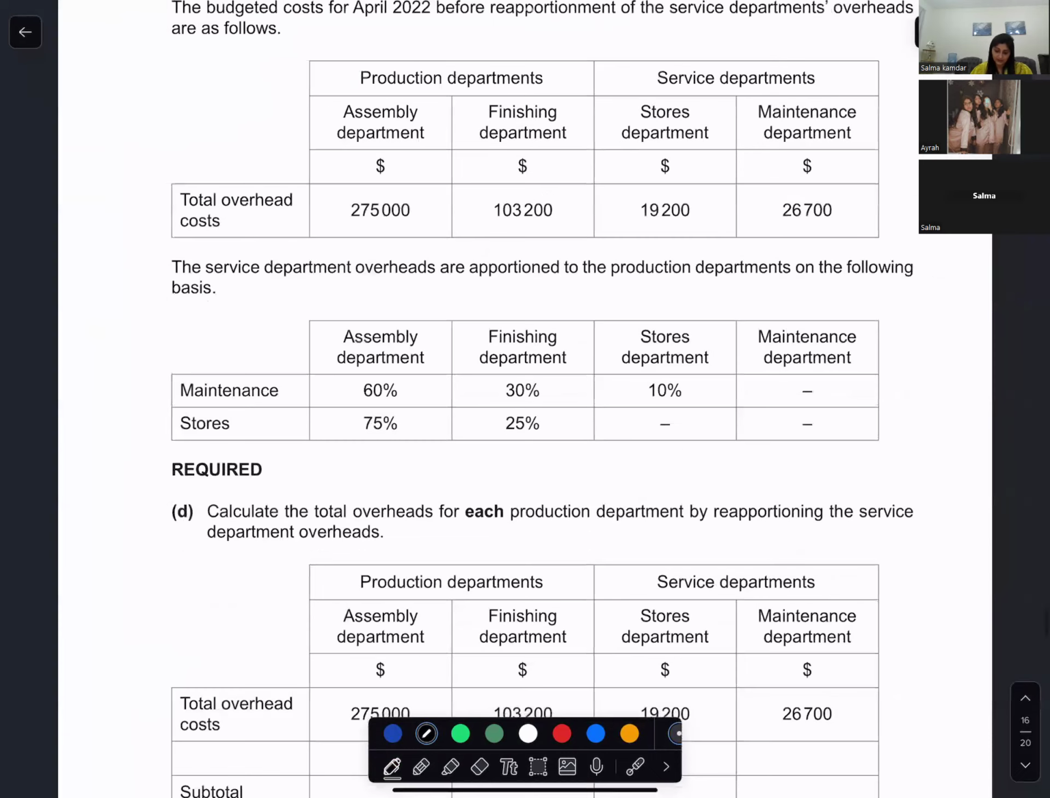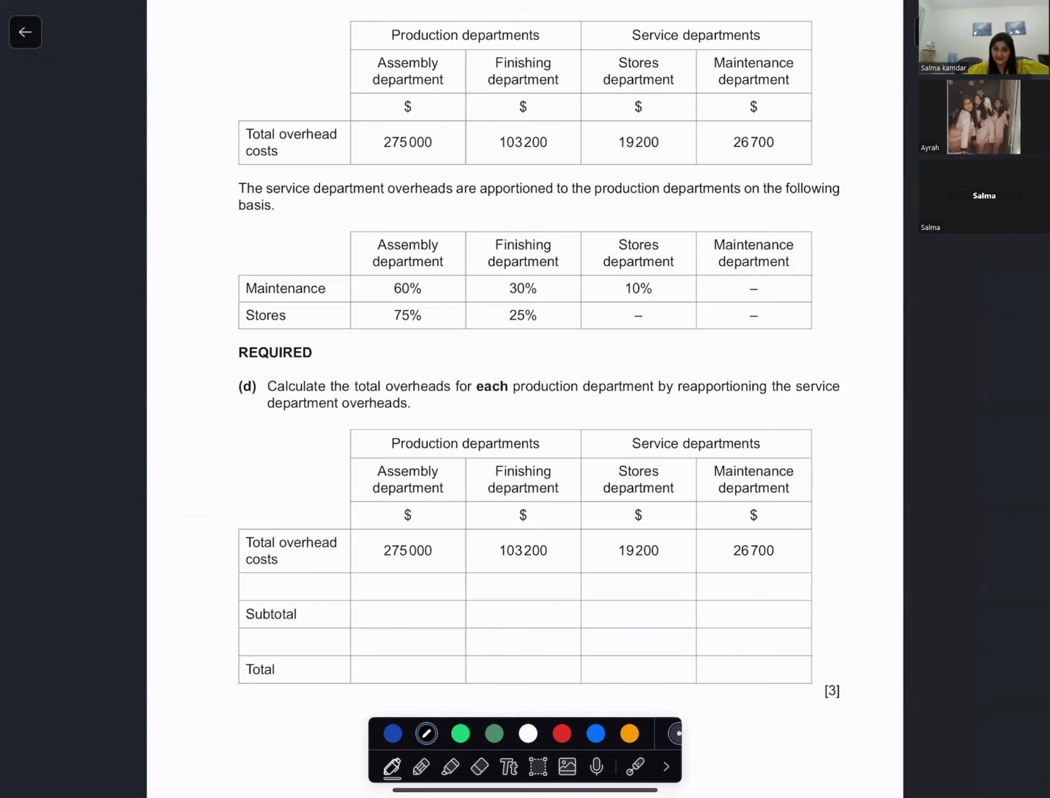Now here they've made your work very easy. Can you tell me what work is made easy? They've given you the percentages and the places we're supposed to put it in. They've given you the total overhead cost of all the departments. What does this mean? That you are just supposed to apportion it. Allocation and apportionment is already done. Now what do you have to do?